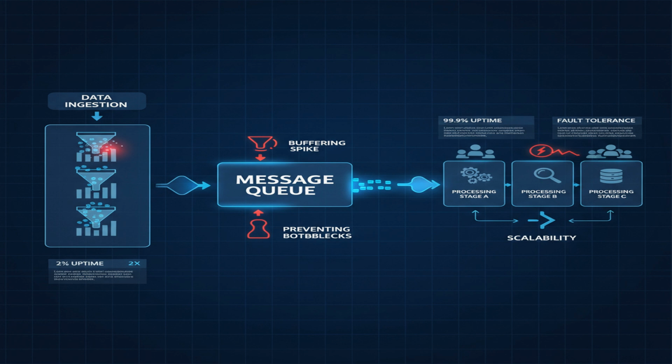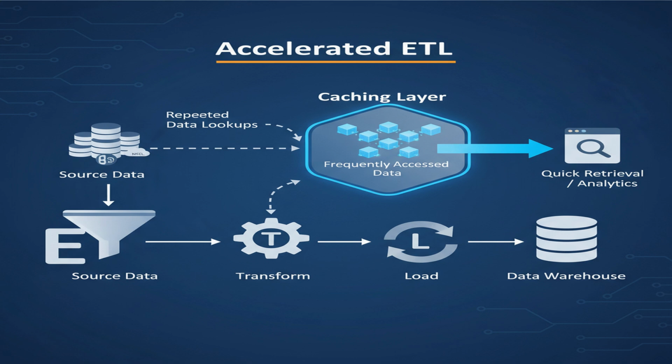Message queues like Kafka buffer these spikes. Consider using Apache Kafka for high-throughput data streams. For simple use cases, RabbitMQ might suffice. The key is isolating pipeline stages.